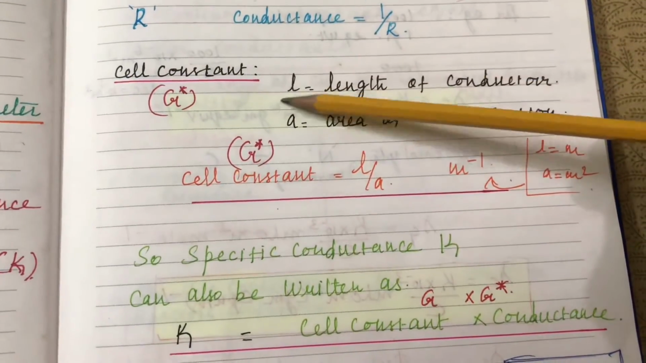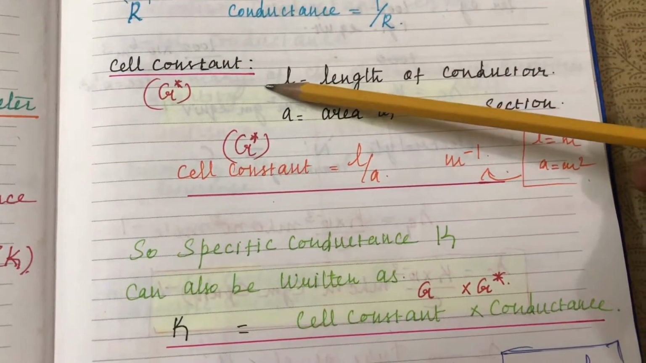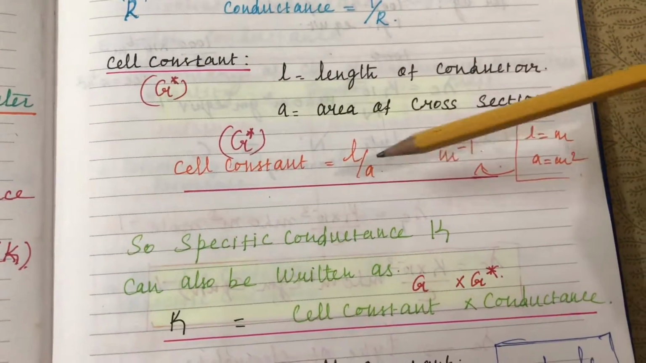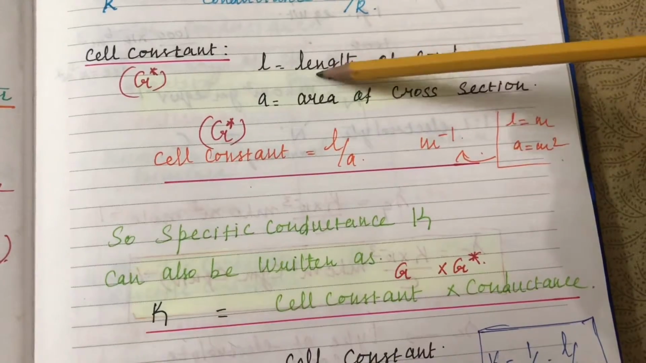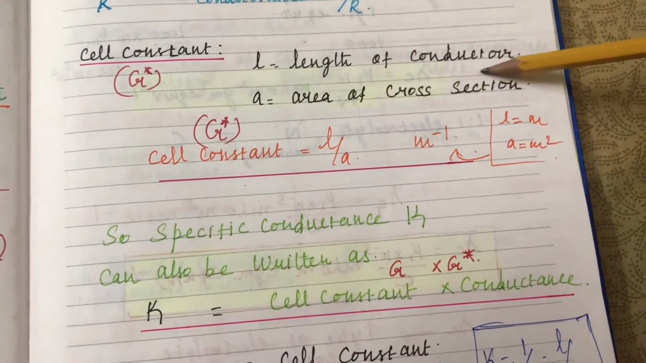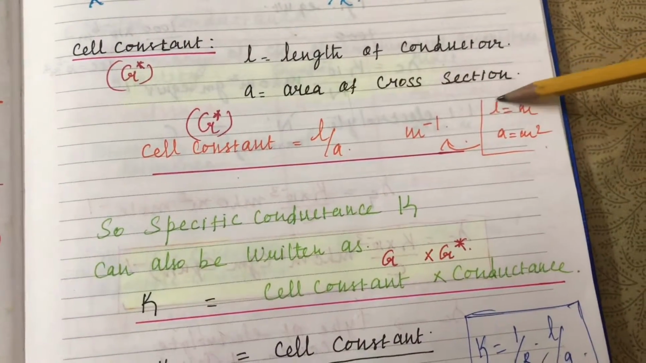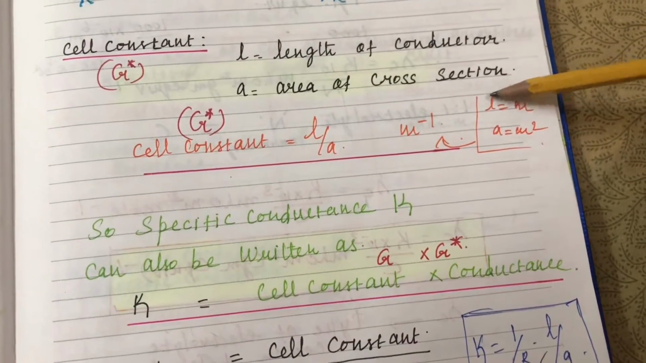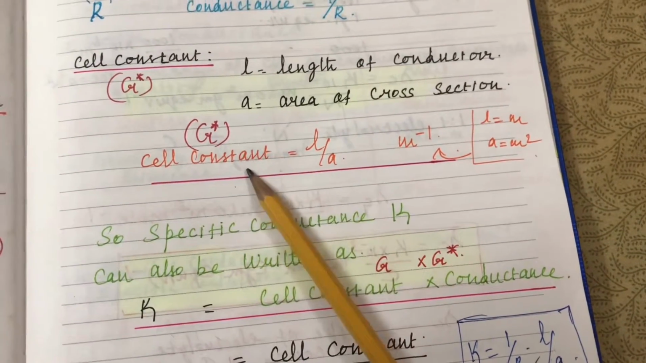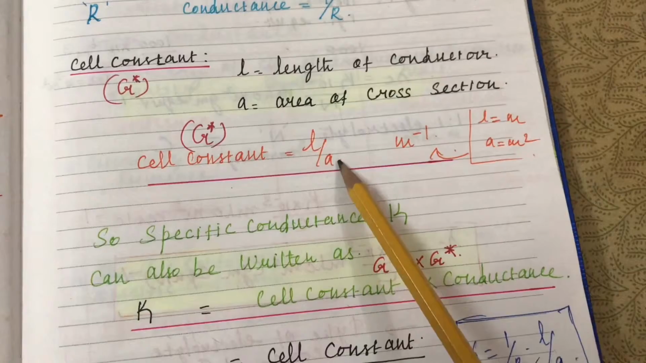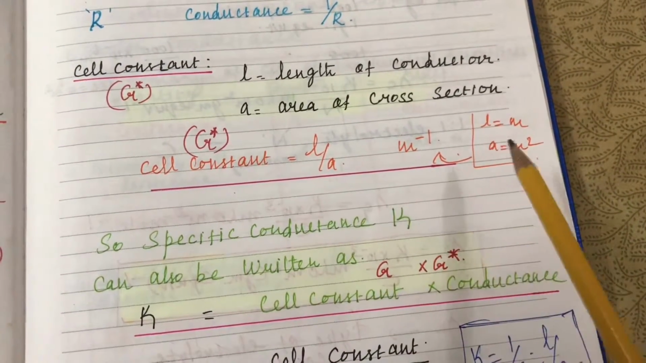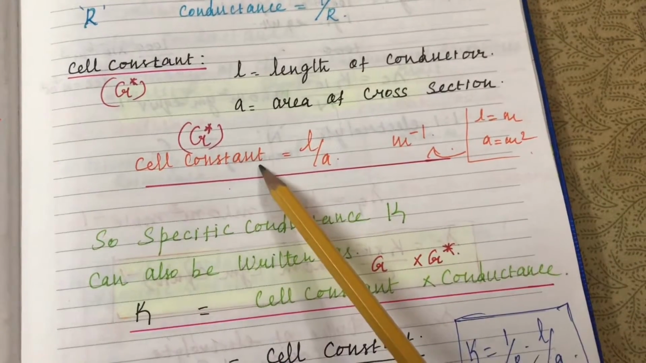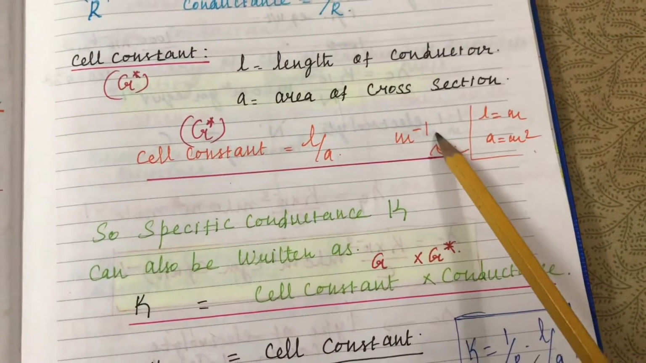The term called cell constant. What is cell constant? G star. When electric current flows through a conductor, here L is the length of the conductor and A is the area of cross section of the conductor. Thereby the cell constant is L by A. L is measured in meter and A is measured in meter square, thereby the cell constant unit is meter power minus 1.